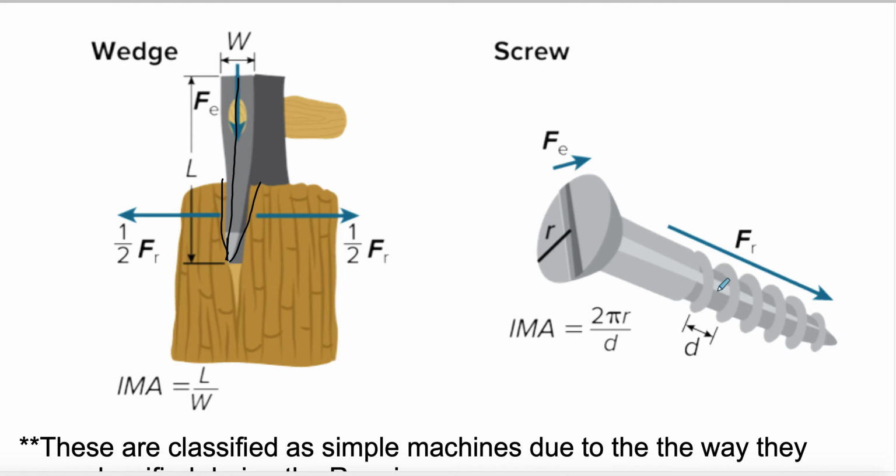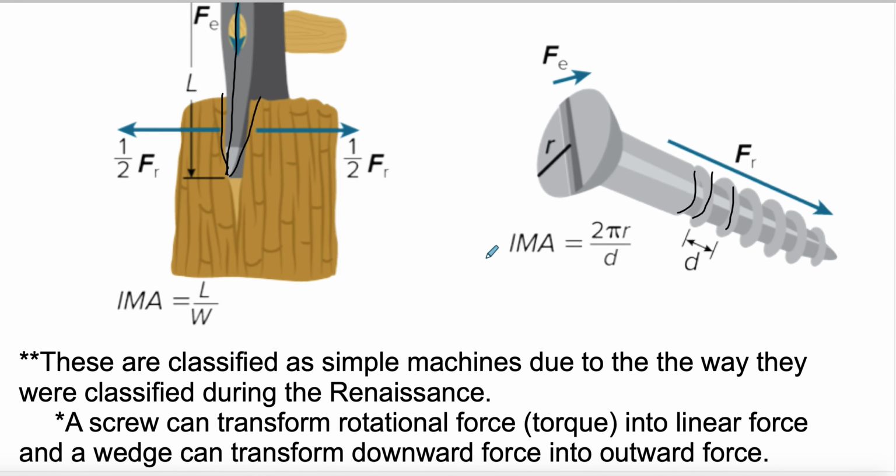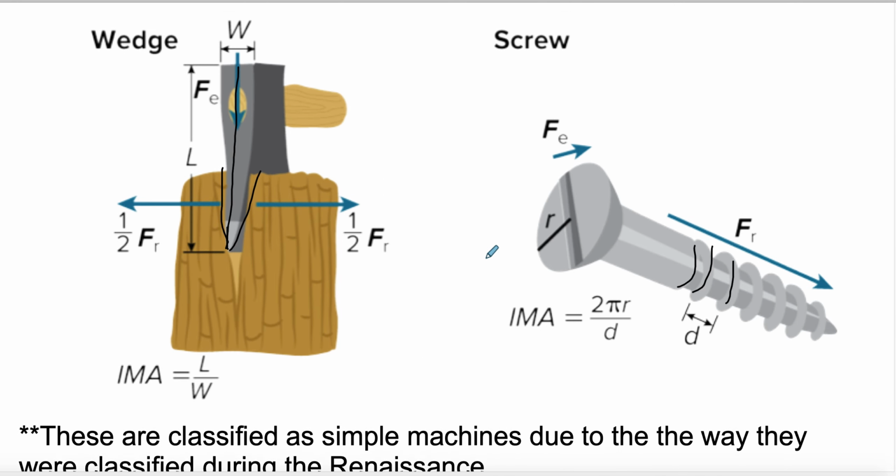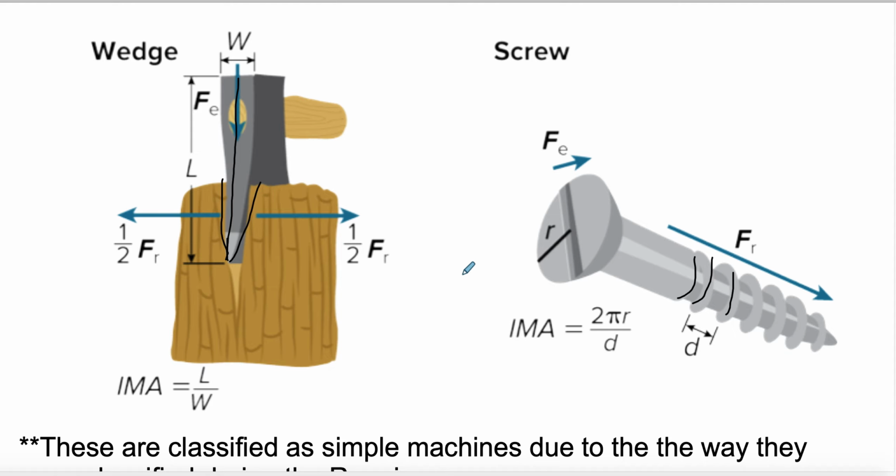And same kind of idea for a screw. It's kind of like a wheel and axle with an inclined plane wrapped around it. So those are just a bunch of little inclined planes there. The reason these are still classified as simple machines is just because that's the way they did it during the Renaissance, and they adopted a lot of information for physics during the Renaissance, and they haven't declassified them, and so that's just been maintained since then.